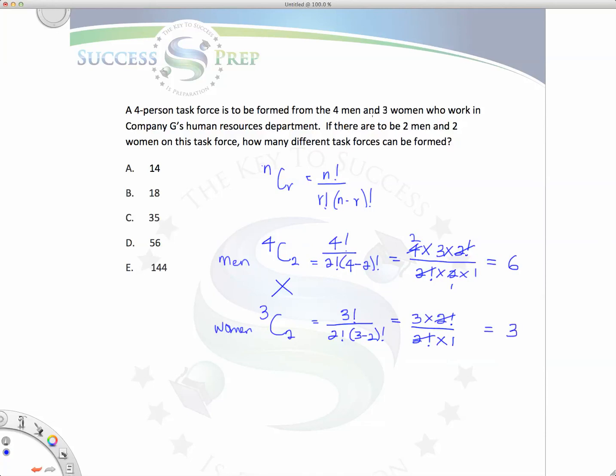Keep in mind it said 4 men and 3 women, so that's why we're multiplying. So I'm going to multiply my 6 by my 3, and I'm going to get 18. So in this case, your answer is equal to B.